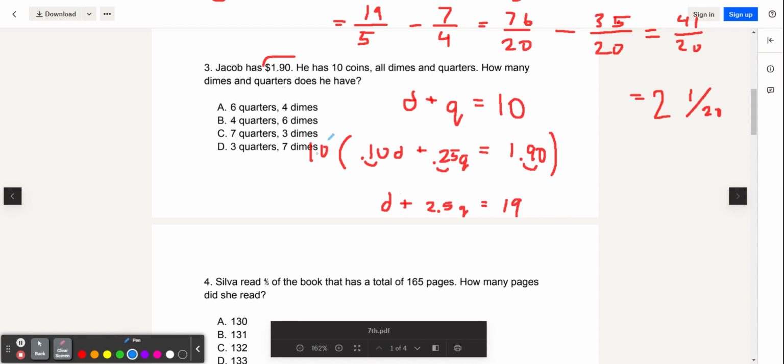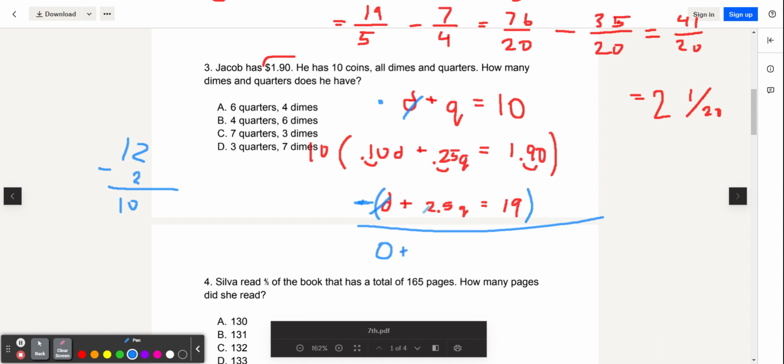Then, if you look at the first equation and the second equation, you'll note that we can subtract the two. So just pretend that we're subtracting, kind of like subtracting any number, 12 minus 2, except with equations. D plus Q minus the quantity D plus 2.5Q is, well, the D's cancel out, right? Because D minus D is 0.